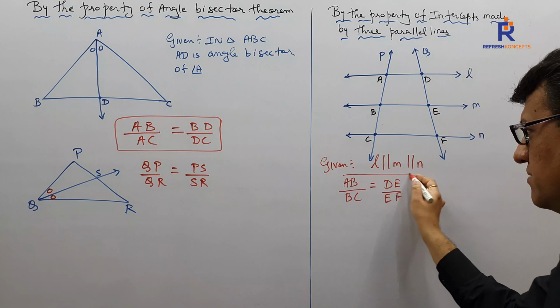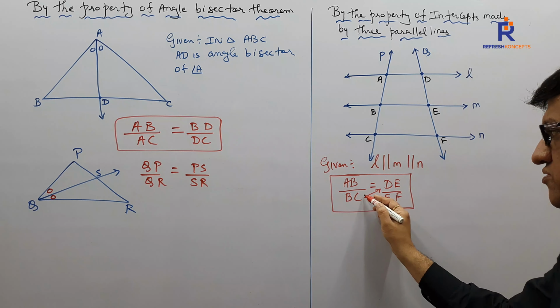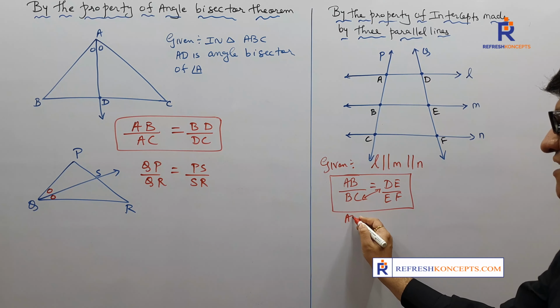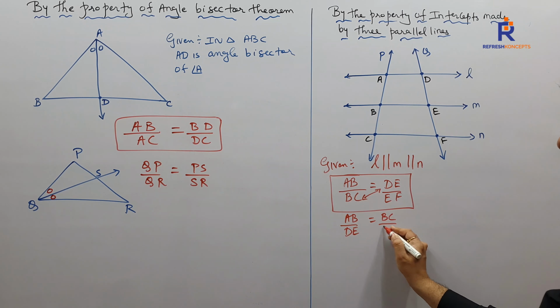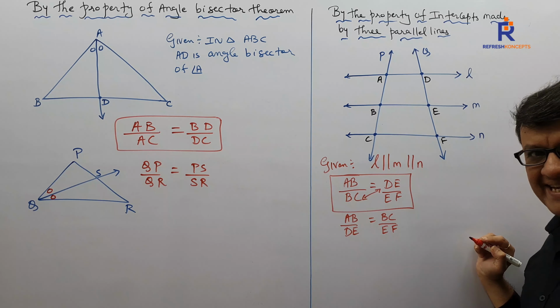Actually, mind you, this is what the outcome is. If you go for alternando, the property of ratio, you can also say AB by DE is equal to BC by EF. So students tend to have a mindset in this way.